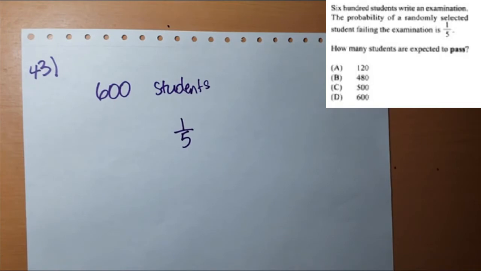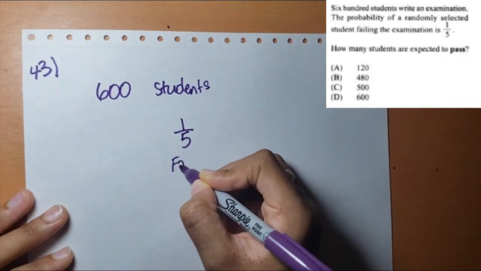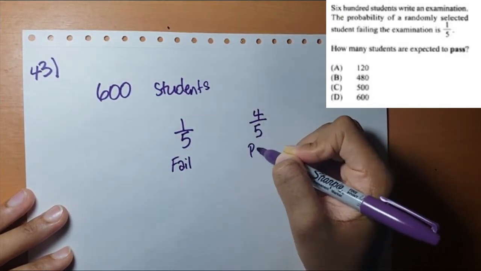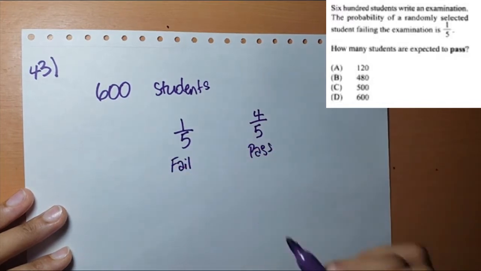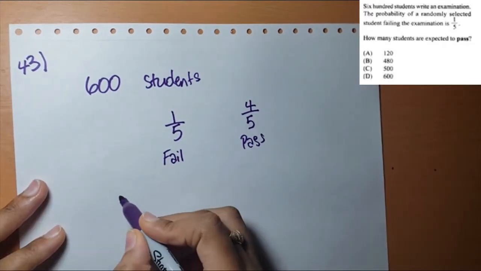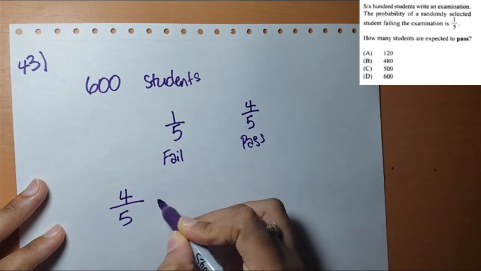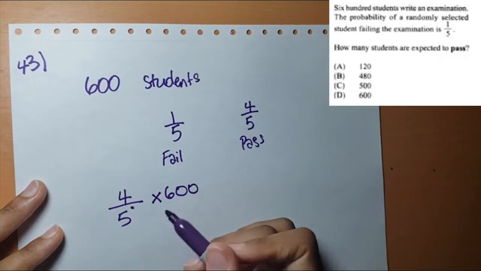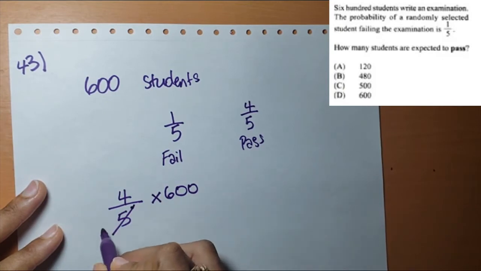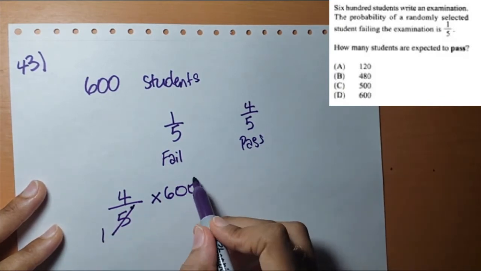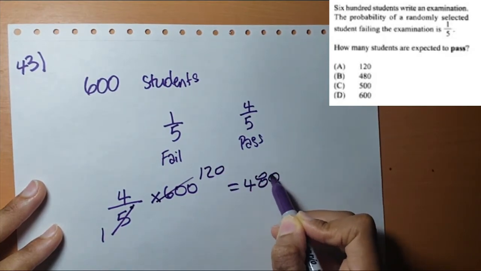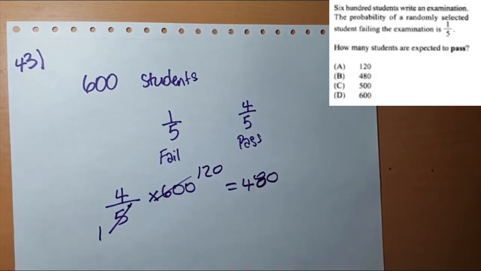Now, how many students are expected to pass? If this is the amount of students who are expected to fail, how many students are expected to pass? 4 upon 5. That is 1 minus a fifth. So now we can say 4 over 5 times 600. So we want 4/5 of the 600. When we divide the 600 by 5, we get 120. Then 4 times 120 is equal to 480. So that's the amount of students that are expected to pass.